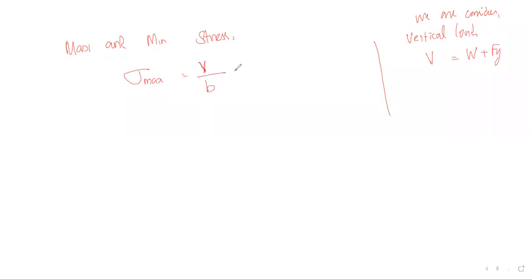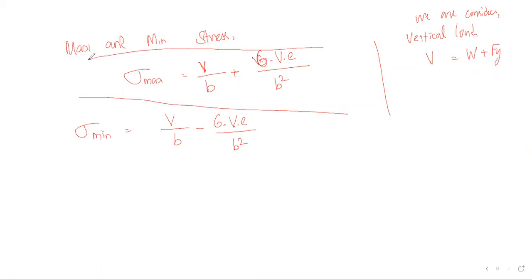So sigma max is V divided by B plus 6 into V into eccentricity divided by B squared. This is the formula for sigma max, and sigma minimum is equal to V by B minus 6 into V into E divided by B squared. So these two are the formulas I'm going to use to calculate the maximum and the minimum stress.